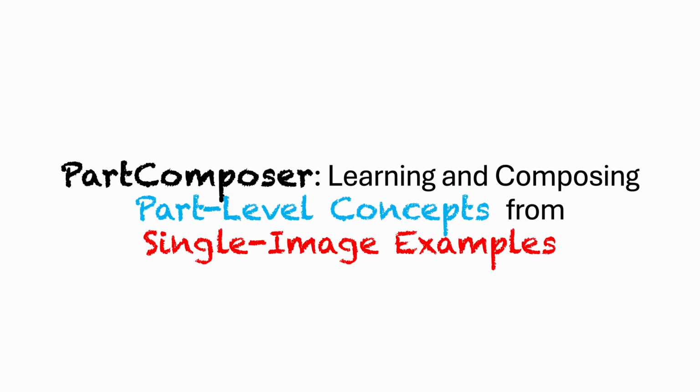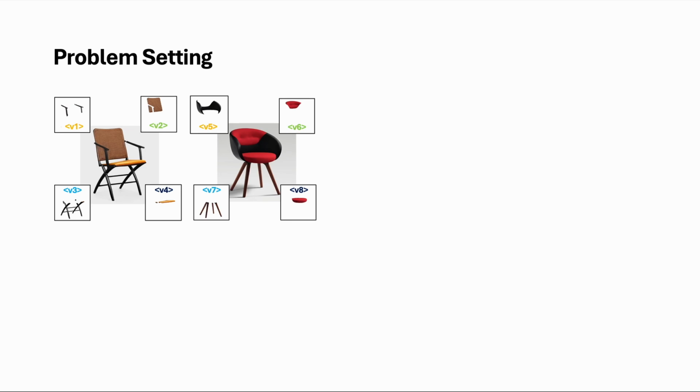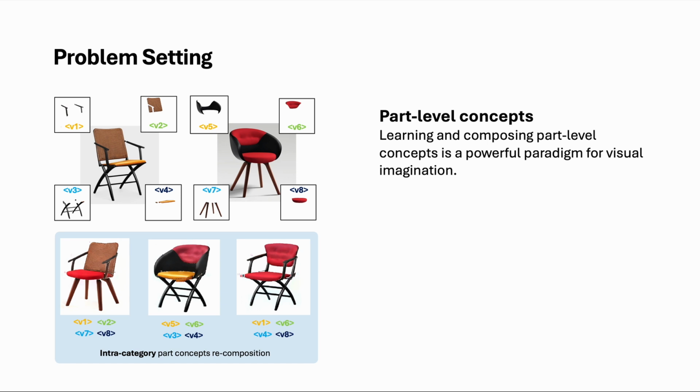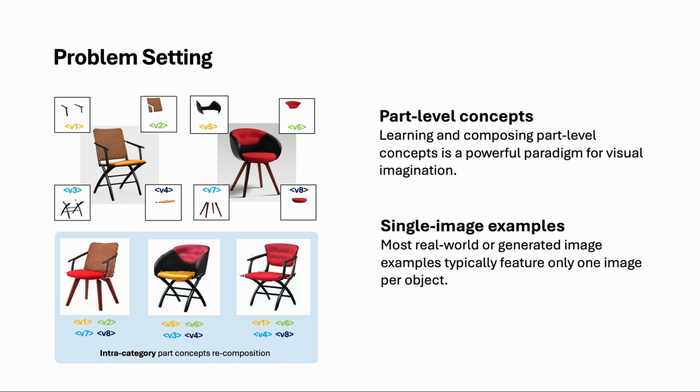We present our paper, PartComposer: learning and composing part-level concepts from single image examples. We'll start with the problem and motivation. Our goal is to learn part-level concepts from single image examples, like these two chairs, and compose them into new objects. We focus on part-level concepts because they enable rich visual imagination, and we focus on single images since that's what most real or generated data provides, no 3D or multi-view input for objects.